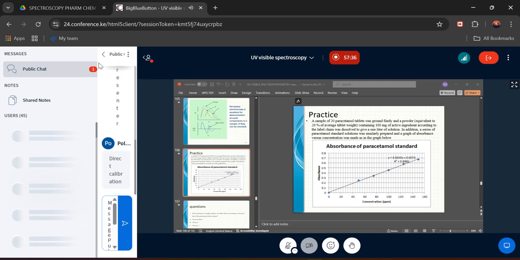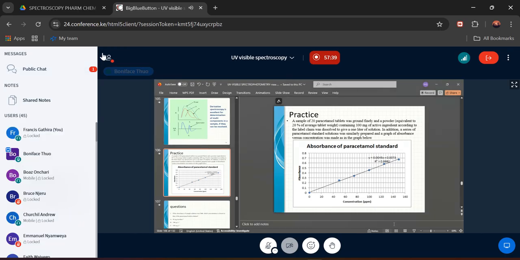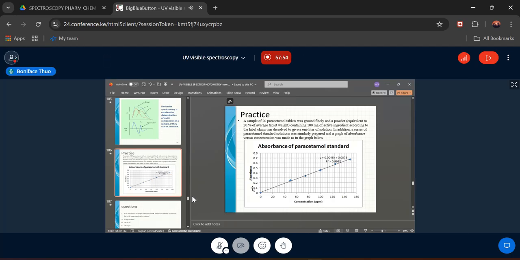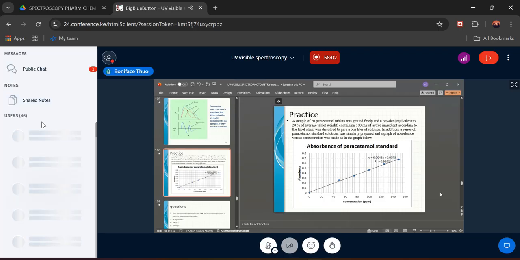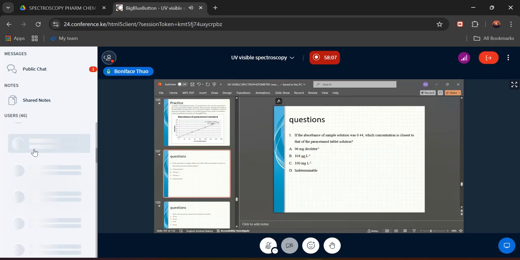Okay, that's the direct calibration method. I said speak up because I'm not able to monitor the chart as I'm sharing the screen. So, this direct calibration method: the reason is we have a straight line which is passing through the origin. That means that the standard solution is absorbing directly and proportionately.